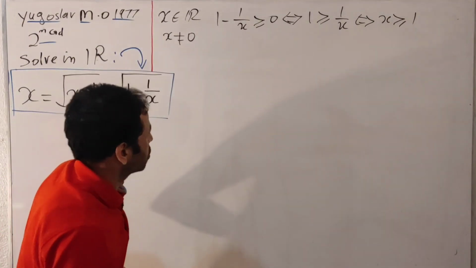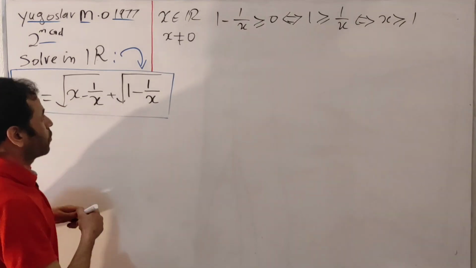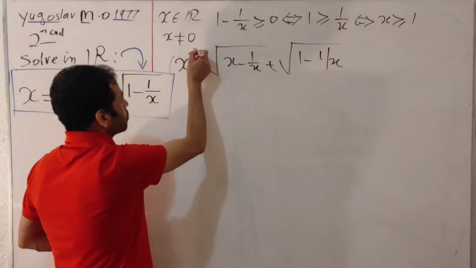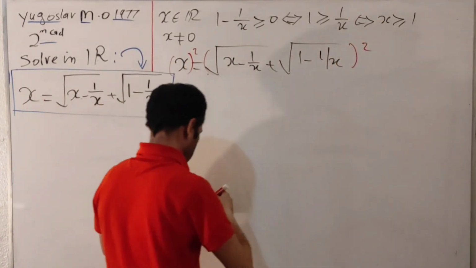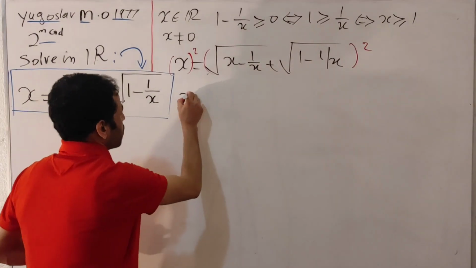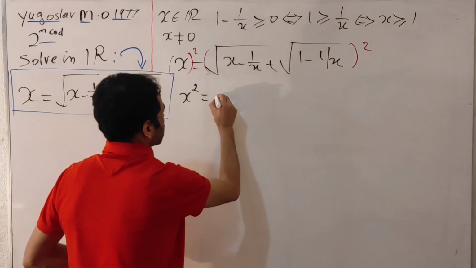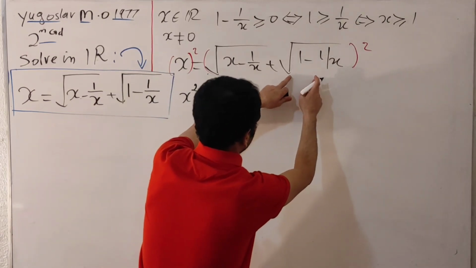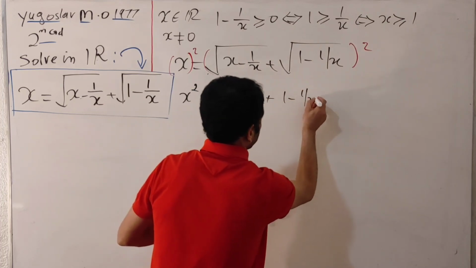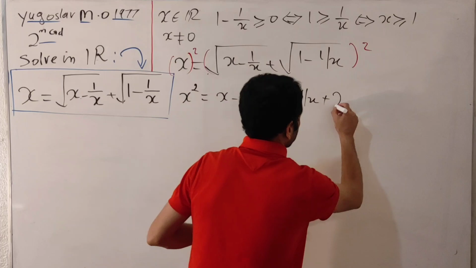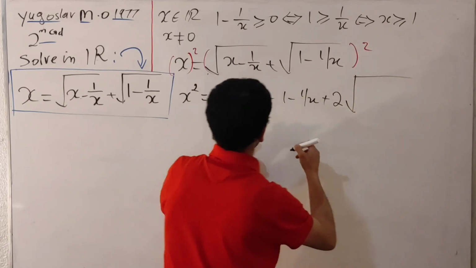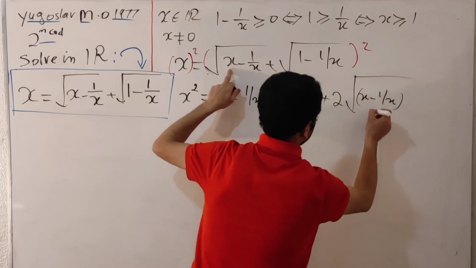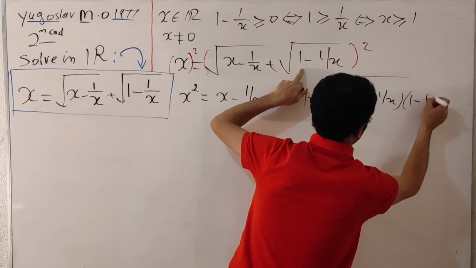So now let's start solving our equation. I have the following equation. Now I'm going to raise to the power of 2 on both sides. Then I'm going to distribute this expression. So we'll have x squared here. This term gives us x minus 1 over x, and this term gives us 1 minus 1 over x, plus 2 times the product of the square roots, x minus 1 over x, multiplied by 1 minus 1 over x.